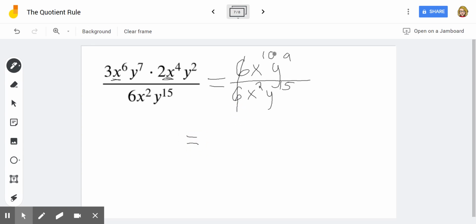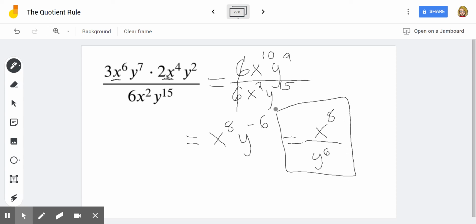Okay, and then let's look here. We are now using the quotient rule, so we can subtract our exponents. 10 minus 2 is x to the 8th, and 9 minus 15 would be y to the negative 6. We have a negative exponent, so we're going to write it as a fraction, x to the 8th, and to make this positive, we move it downstairs in our denominator, so we get y to the 6th. And this would be the final answer.